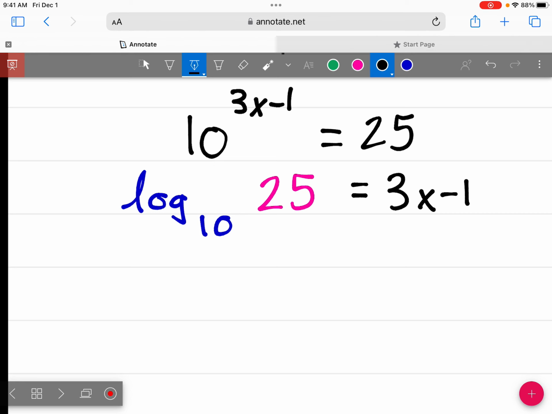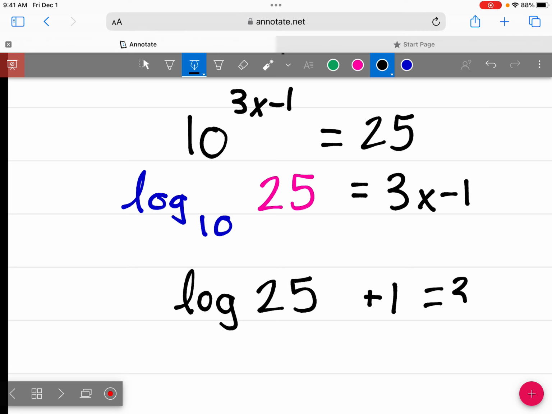Log base 10. Do I need to write the 10 there? No, it's already in common log, so we're not even going to need to use change of base. It's already a button on the calculator. My favoriteest thing in the whole wide world. Log of 25 plus 1 equals 3x.